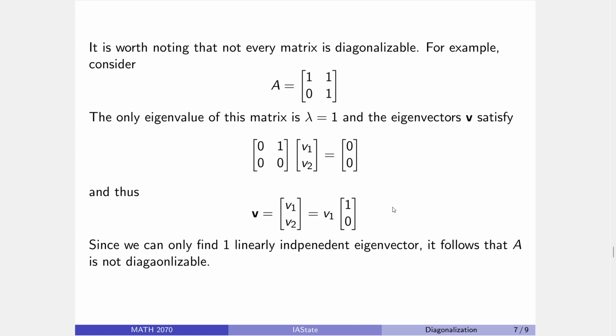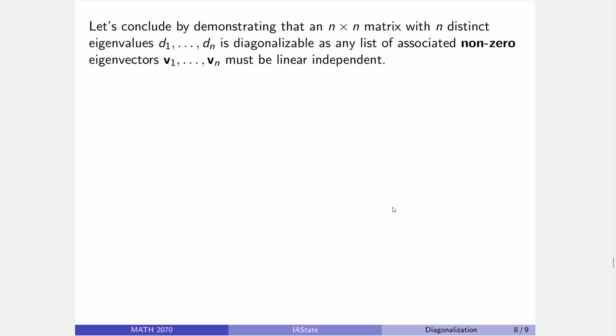But let's wrap up things today by noting that if you do have an n by n matrix, and you are not in the situation we were just in, where we had a repeated eigenvalue, so let's say I have an n by n matrix and I have n distinct eigenvalues, then it is going to have to be diagonalizable, because any list of associated non-zero eigenvectors is going to be linearly independent. So if you have a 3 by 3 matrix, and you've got 1, 2, and 3 as your eigenvalues, then it has to be diagonalizable. So not all hope is lost. As long as you have a unique set of eigenvalues, then you must be diagonalizable.